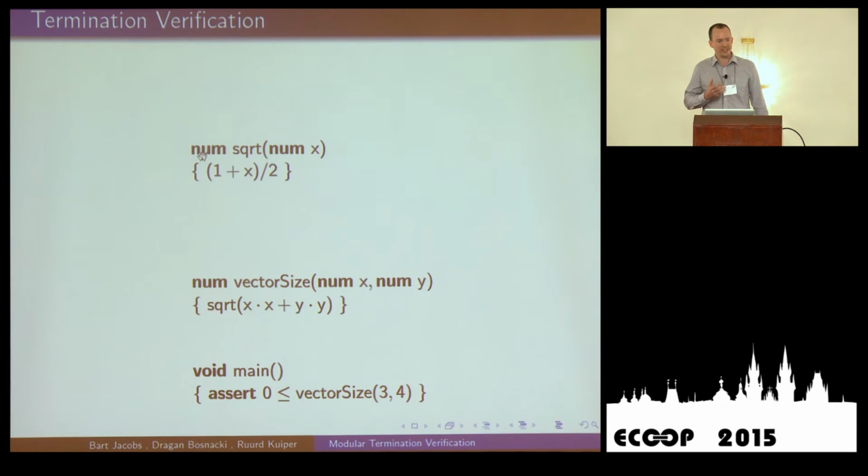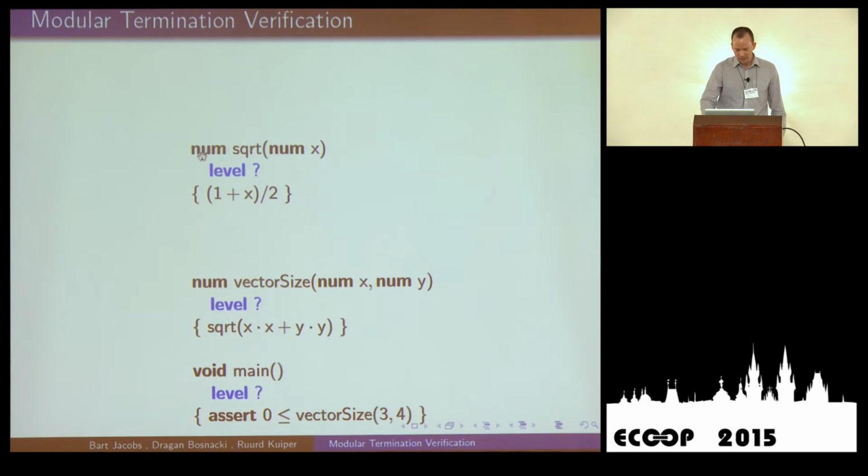So I'm going to assign to each method something like a measure or a ranking function or a decreases clause, as it's often called. And I'm just going to call it the level. So I'm going to assign to each method an expression called the level. And it's going to evaluate to what I call a level value, which is going to be from some universe of levels with a well-founded order on it. And a well-founded order is one that doesn't allow infinite descending sequences.